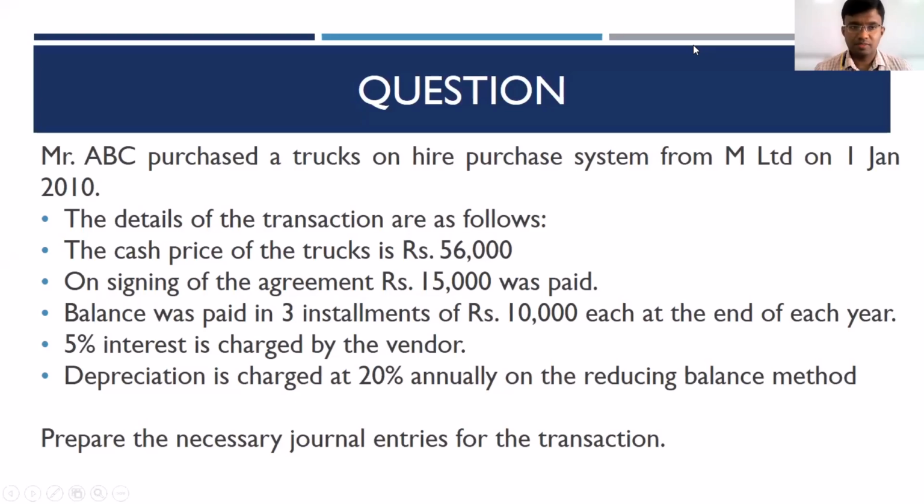The question tells us Mr. ABC purchased a truck on hire purchase system from M Limited on 1st Jan 2010. The details of the transactions are as follows. Cash price of the truck is 56,000. On signing of the agreement, rupees 15,000 was paid. Balance was paid in 3 installments of rupees 10,000 each at the end of each year.